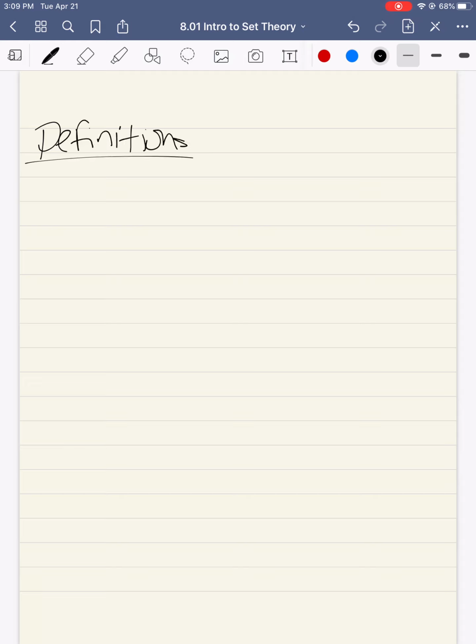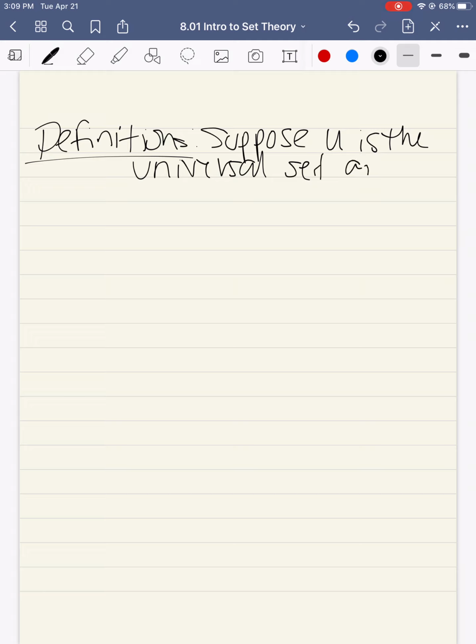So definitions here, we have suppose U is the universal set, and A and B are sets.